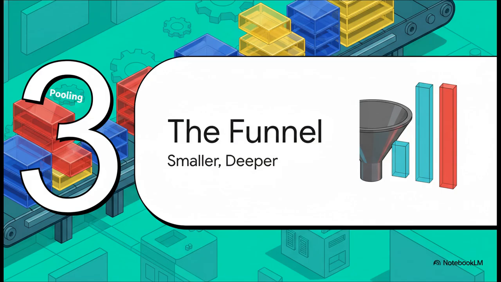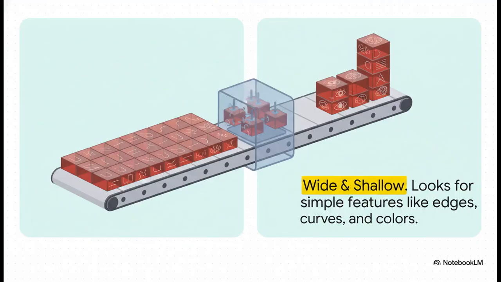So let's zoom out from that one tool and head to the main factory floor to see how it fits into the bigger picture. And what you'll find is that nearly every successful vision AI is built like a funnel. This funnel design follows a very deliberate engineering logic. At the very start of the assembly line, the data is wide and shallow. This lets the AI search for simple things like edges, curves, and colors across the entire image. But as the data moves along, it gets squeezed, becoming narrow but much, much deeper. This allows the AI to combine those simple features into far more complex concepts, like an eye or a wheel or a specific fur pattern.